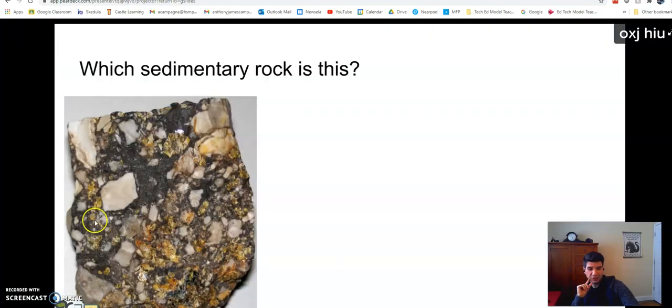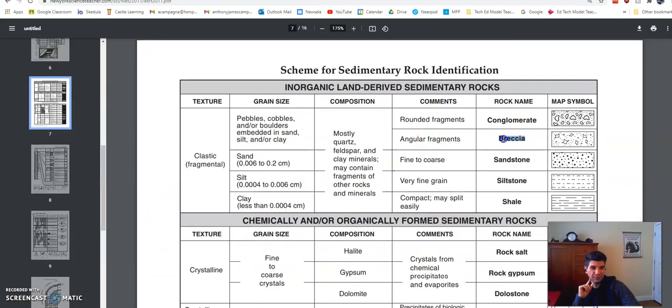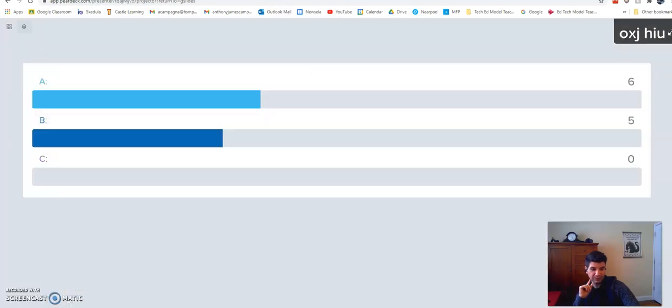So let's just jump back to the image. You can see some really sharp angles on a bunch of these. Sharp angles. And we're going to go to ESRT page 7. And if you look through here for breccia, breccia contains angular fragments. So if you were one of the few that said conglomerate, I got bad news. You were wrong.